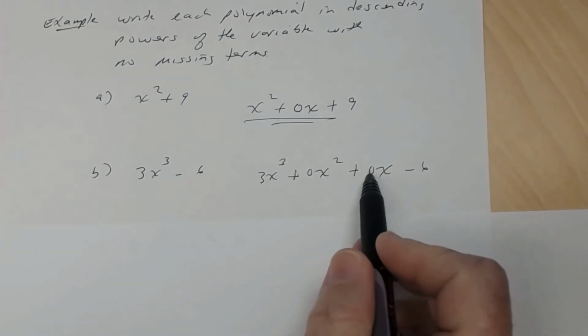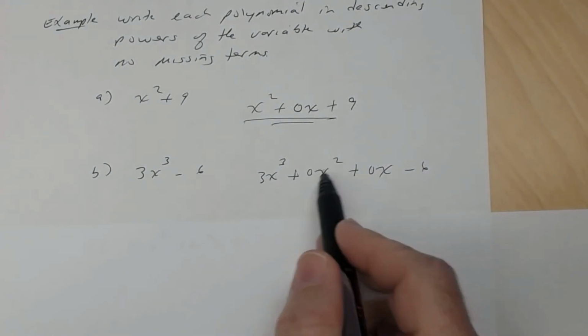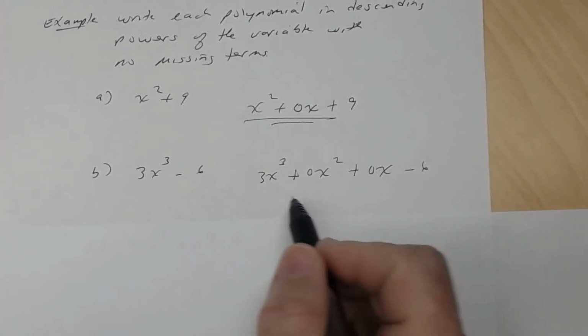So again, this is going to be important when we divide polynomials, because you're going to want to put the missing terms, and you're going to put them for alignment purposes.